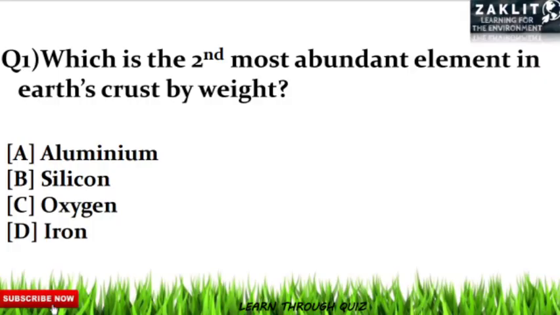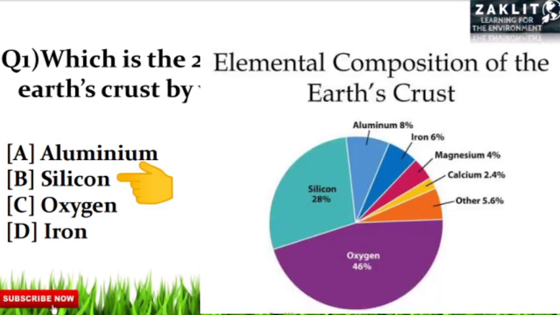So the first question was, which is the second most abundant element in Earth's crust by its weight? And here the correct option will be option number B, silicon. Yes, as you can see in this picture, oxygen has the highest percentage in the Earth's crust, that is 46%, followed by silicon, that is 28%, and then aluminum, which is 8%, followed by other elements. Let's move to the second question.